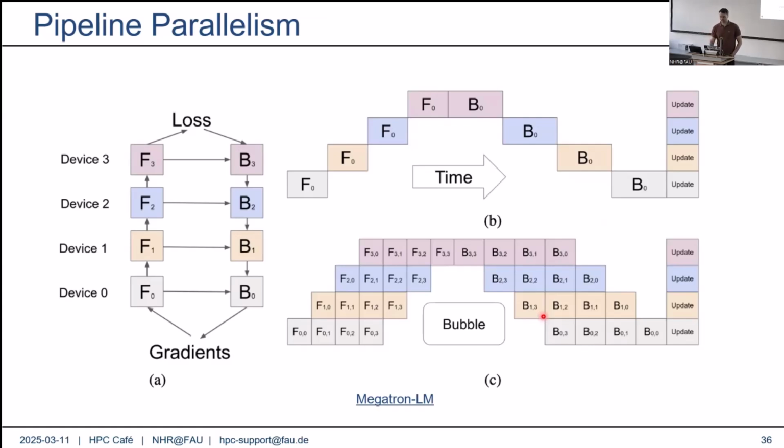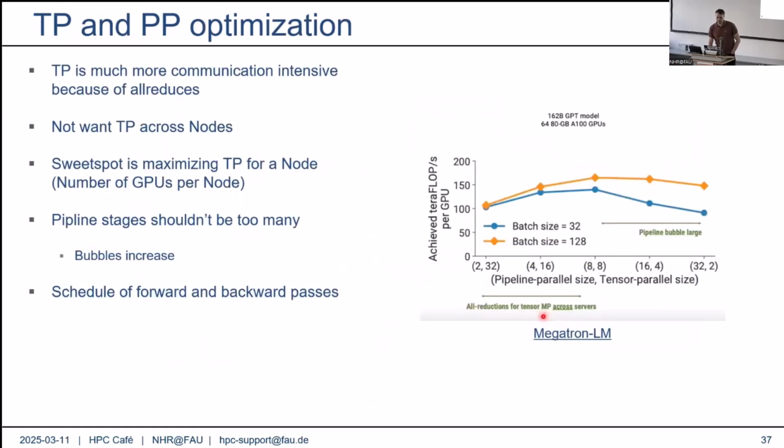So the current state of the tech of Megatron is this. We can, of course, optimize the TP and PP. We probably want to use TP on your node. So the communication of tensor parallelism is very intensive. So you want to do this on a node level and not across nodes. And here are some charts on how to do this. We usually use the same number of GPUs for TP and PP on node level.